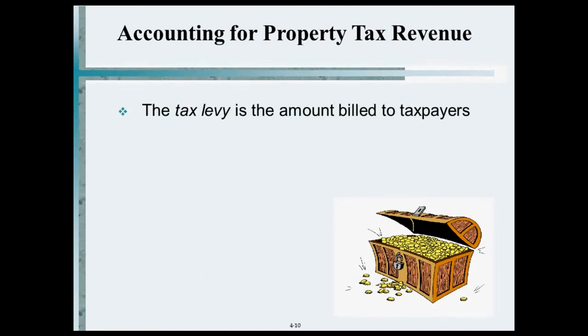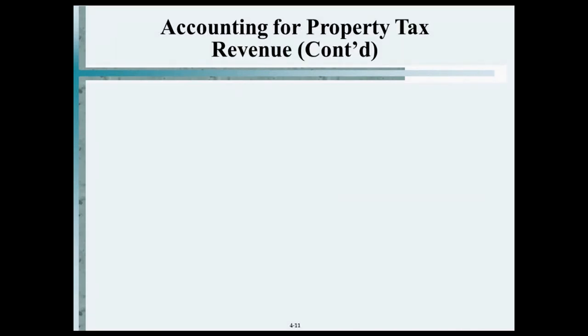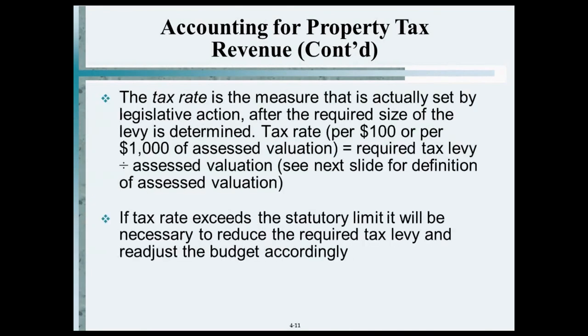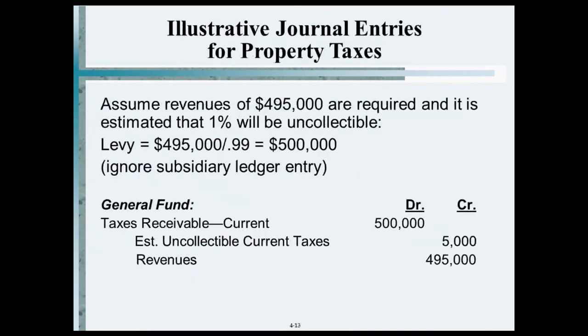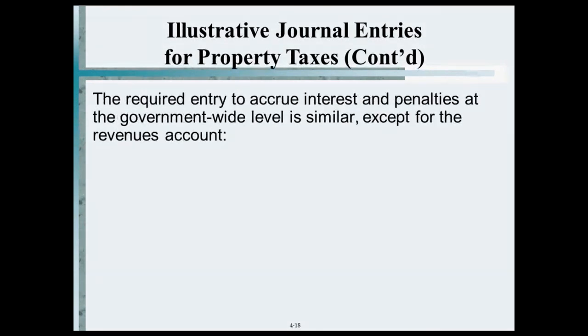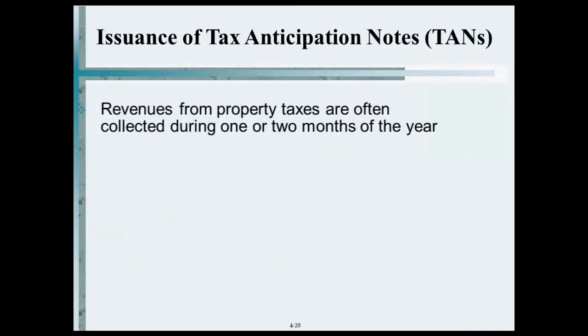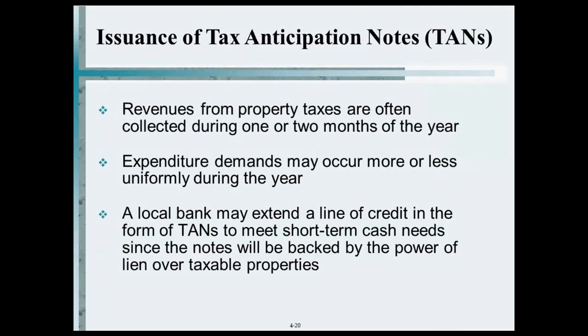And this is where we talk about the tax levy, which is billed to the taxpayer, how it's calculated. I'll go through this quickly because we just did this already. So what are tax anticipation notes? These are used to temporarily bridge and provide cash flow when you're in need.